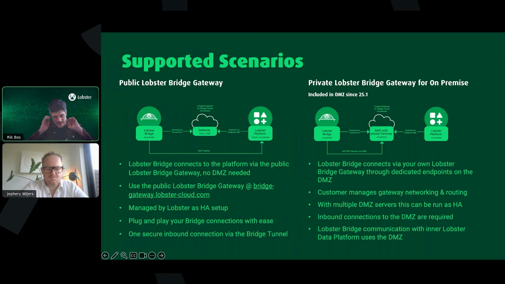Now you may recall I said somehow cloud, somehow on premises, but we see our customers have different scenarios. On one hand, we have the scenario on the left-hand side where the Lobster platform runs for us in the Lobster cloud. Then the setup is super simple. You have the Lobster cloud, and then you can install the Lobster bridge anywhere, and all the information is routed through the Lobster gateway. It's something that we also host. It's something we also manage in an HA setup. So it's super simple to set up. It's plug and play, and there is this one connection.